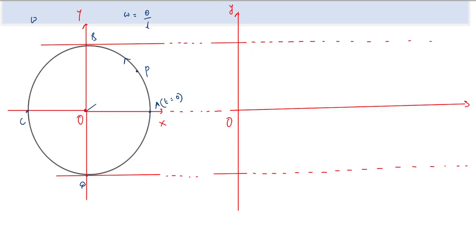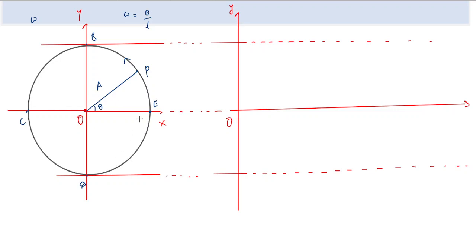So the distance between the point O to point B will be called its radius. We'll call this capital A, or some other point, because A is already used here. We'll call this point E. This is angle theta, and the distance between point O to point P is called capital A.